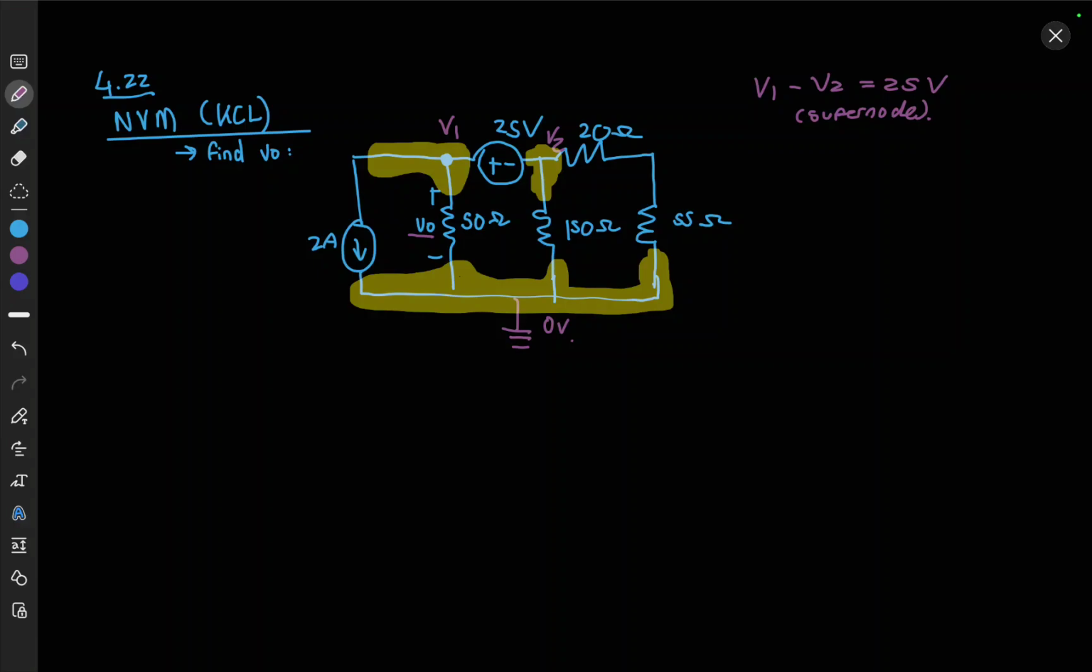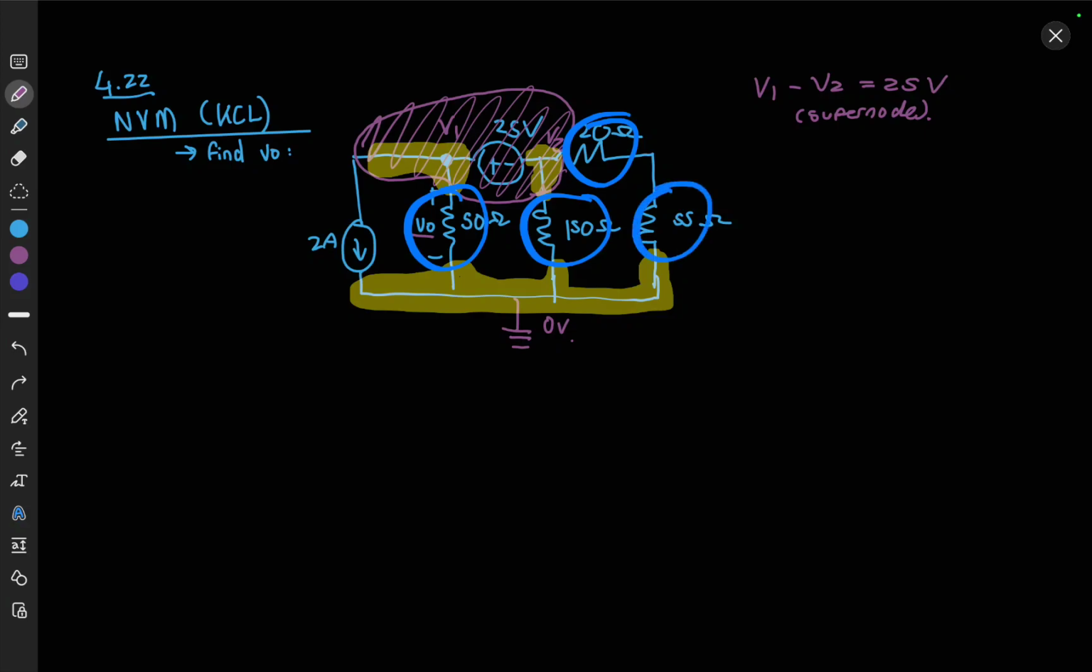Cool. So let us do our calculations then. Since there's a supernode, what we do is we combine these nodes and treat this as one big node. Let's see what is all connected to this one big node. Let's look at our resistors. We have 1, 2, 3, 4 resistors connected to this big supernode.